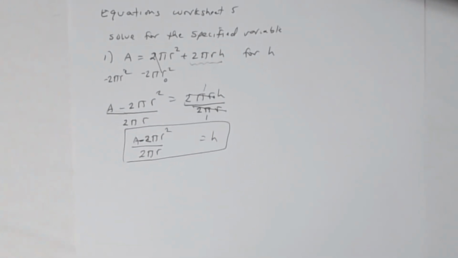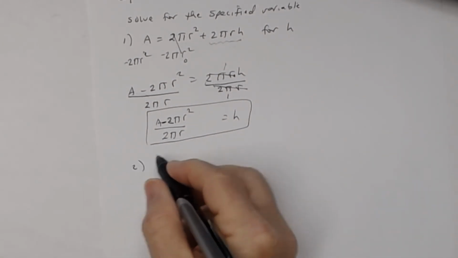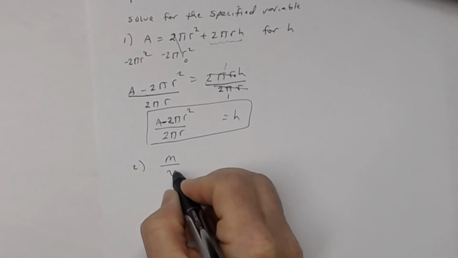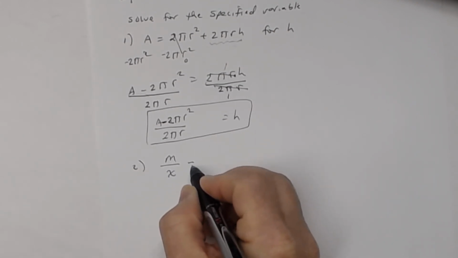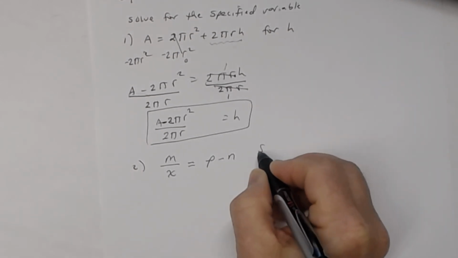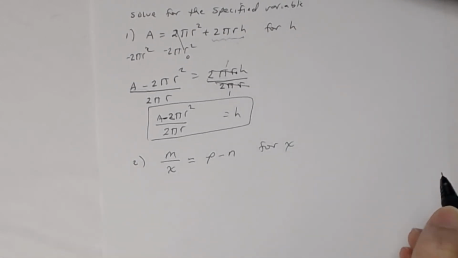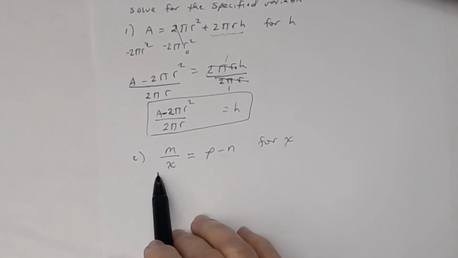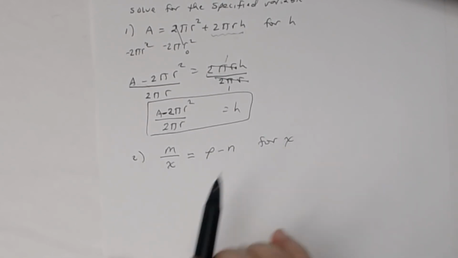All right, number 2. We have this literal equation, lowercase m divided by x equals p minus n, and you want to solve for x. This time I want you to notice I have a fraction, and in fact that denominator is the variable I'm looking for. I want to get it by itself.